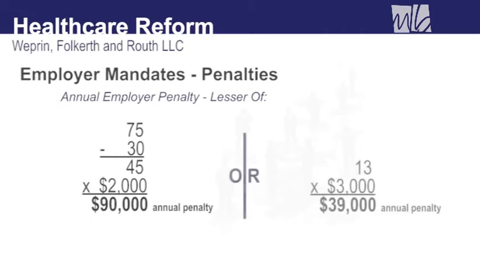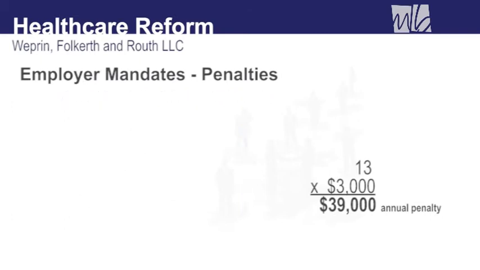The second calculation is the number of full-time employees, 13, that waive the employer's coverage and go through the state-run exchange for their coverage and receive federal assistance. Hence, 13 times $3,000 equals $39,000. Since the employer is responsible for the lesser of the two amounts, this employer would pay a $39,000 penalty.